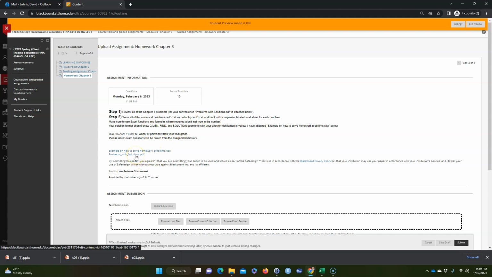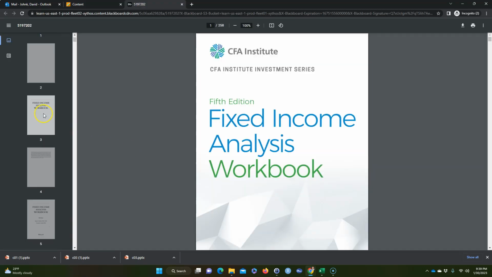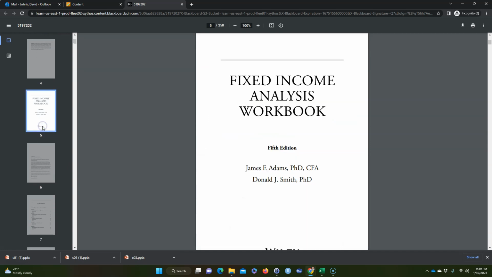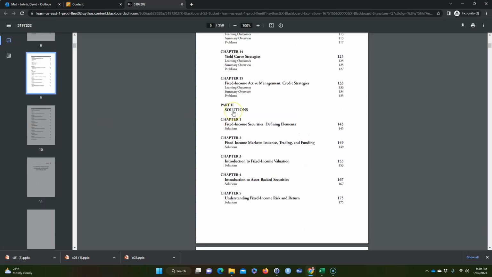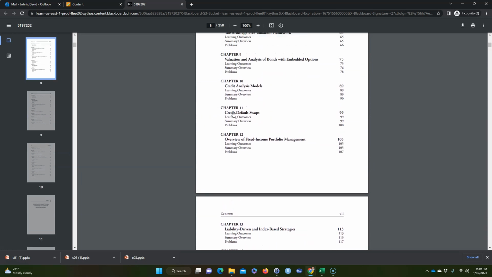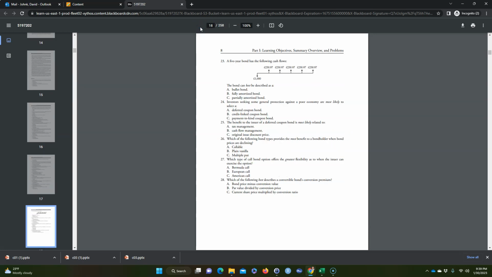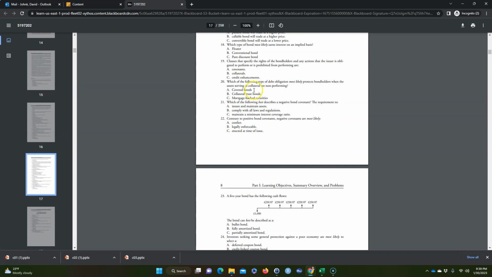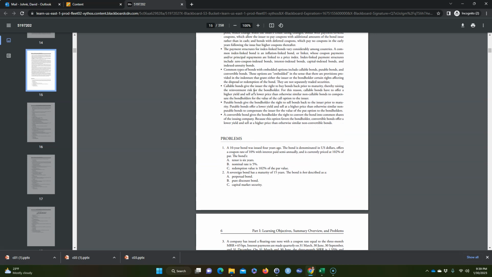So let's go ahead and click on this file. We can scroll down, and we want to go to Chapter 3. The Chapter 3 problems start on page 18, so I go here and go 18. That gets us close to it, right? So here's the Chapter 3 problems.